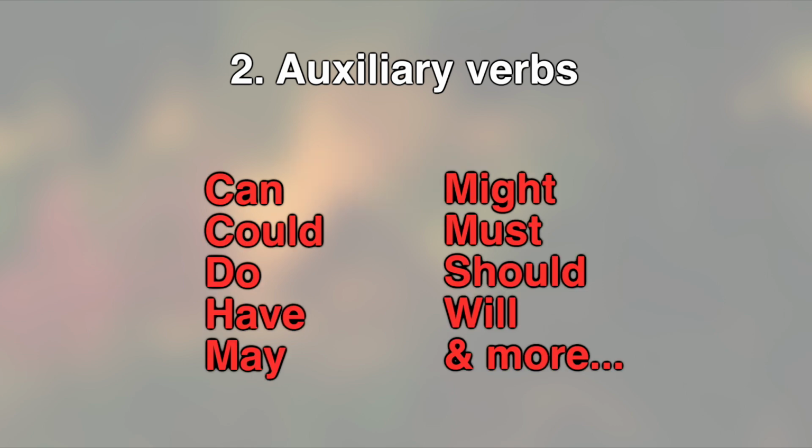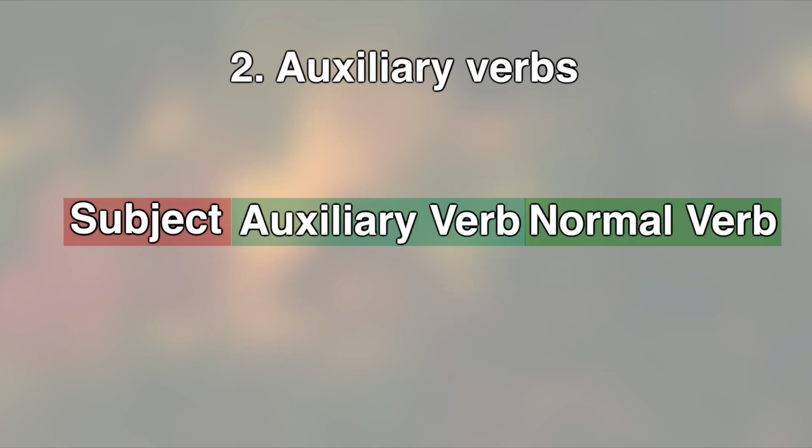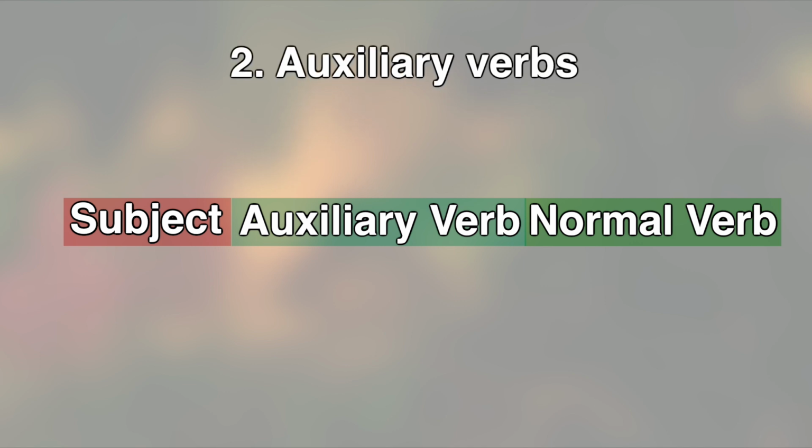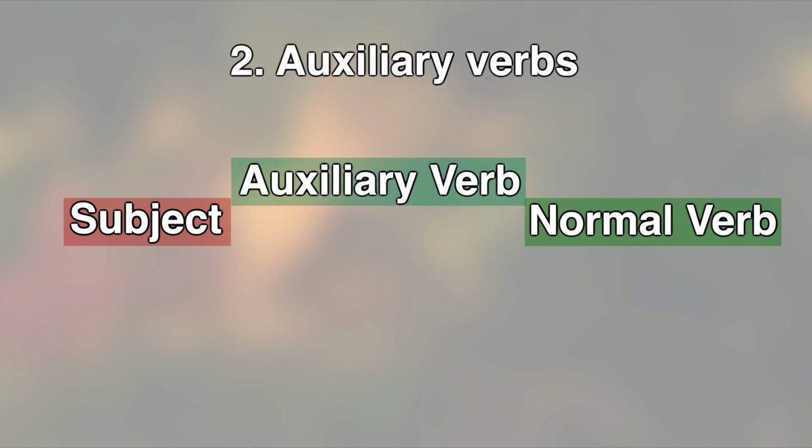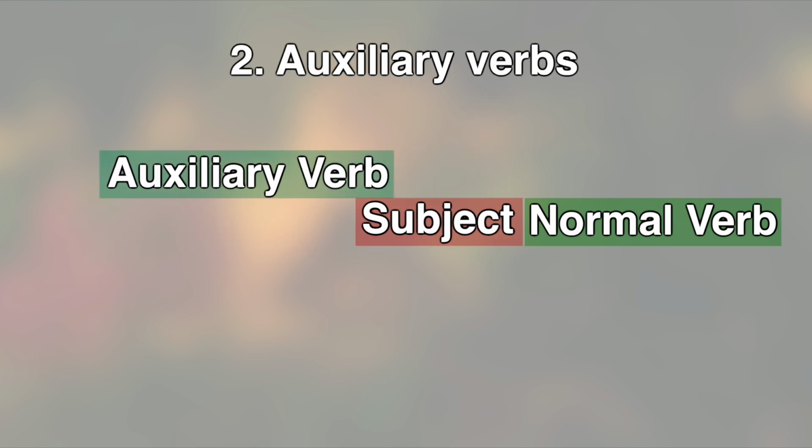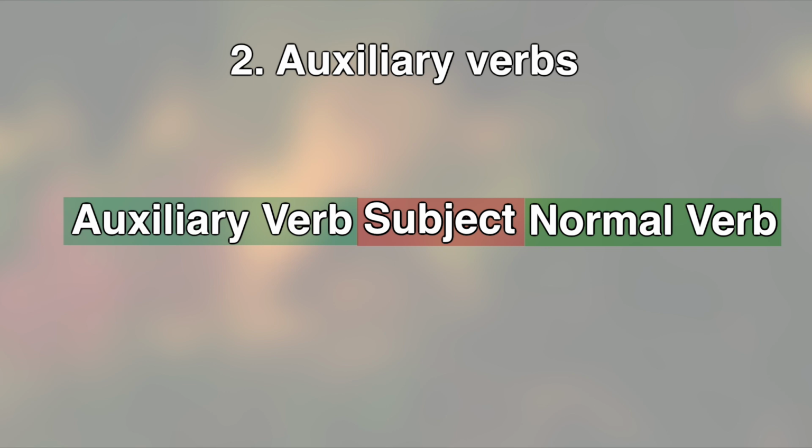Here is a list of auxiliary verbs that you might run into: can, could, do, have, may, might, must, should, will. Now, when you have a sentence with an auxiliary verb and a normal verb, we are going to take the auxiliary verb only and put that at the beginning of the sentence.